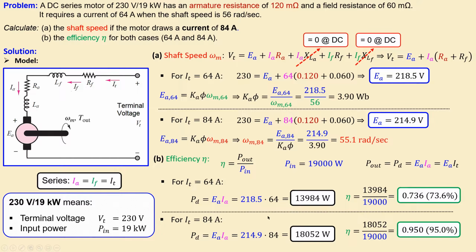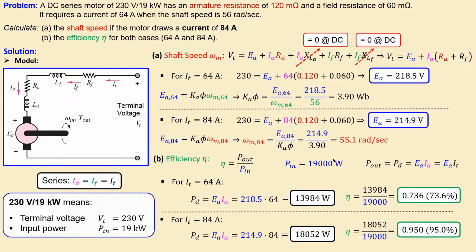So you can see that by increasing your terminal current, you increase your efficiency. And by increasing your terminal current, you also decrease your shaft speed. So by increasing your shaft speed, you will decrease your efficiency. That's the relationship between the shaft speed and the efficiency. By making your shaft speed higher, you will have lower efficiency. And that is the conclusion for this example.